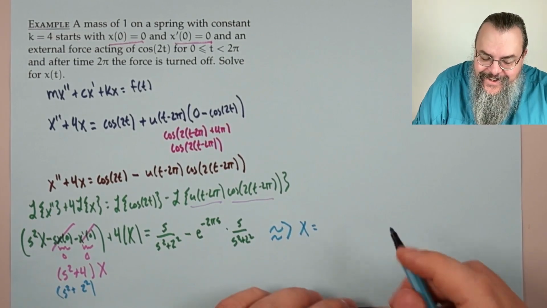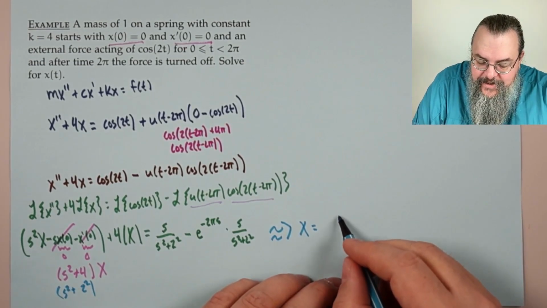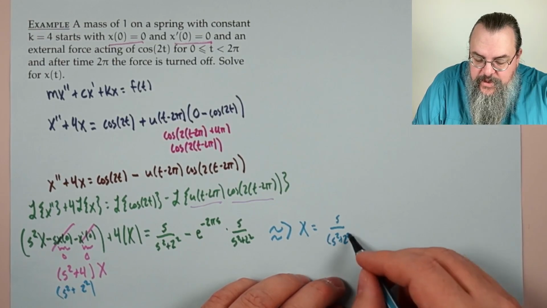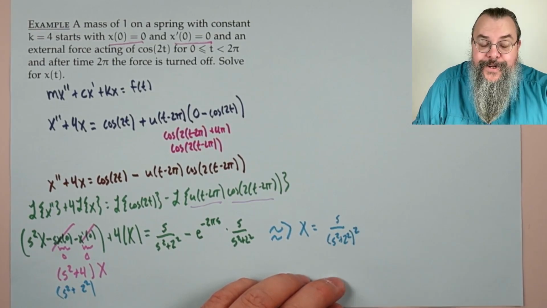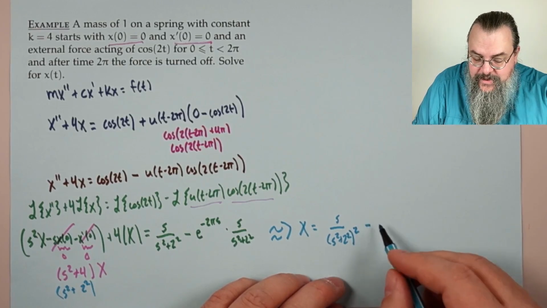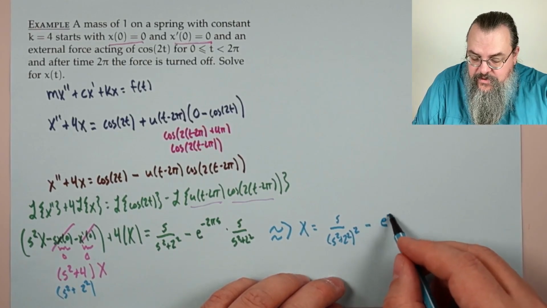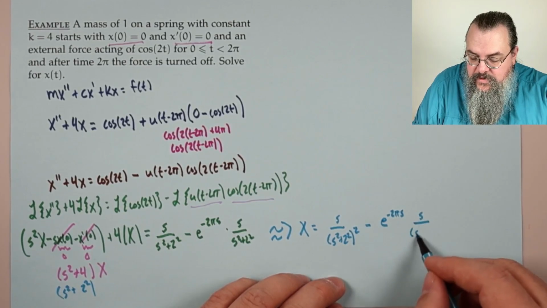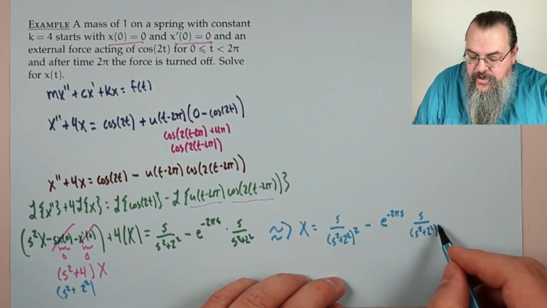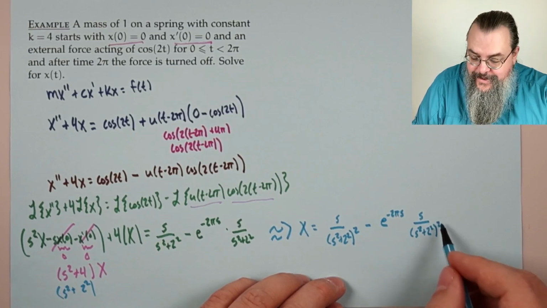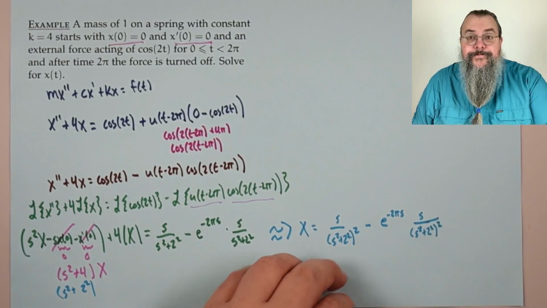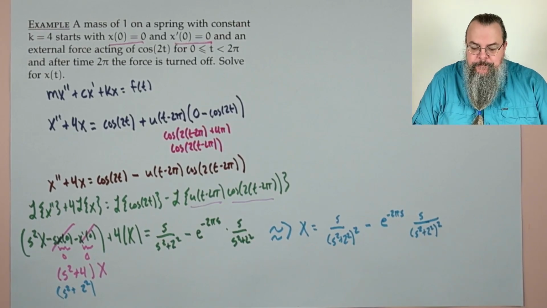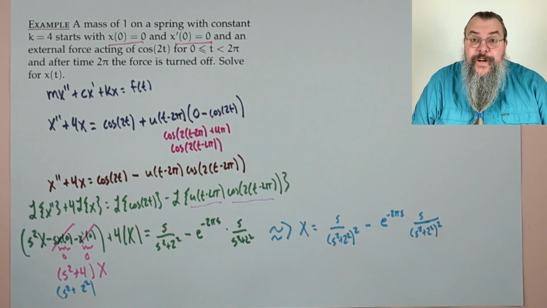All right, so this will be s over s squared plus 2 squared squared, and then minus e to the minus 2 pi s, s over s squared plus 2 squared squared. Okay. Well, what's going on? Should we do partial fractions?